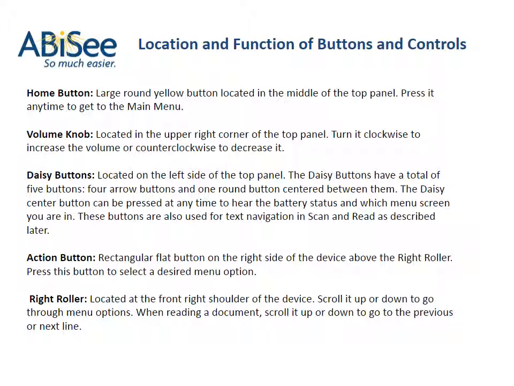Action button, rectangular flat button on the right side of the device above the right roller. Press this button to select a desired menu option. Right roller, located at the front right shoulder of the device. Scroll it up or down to go through menu options. When reading a document, scroll it up or down to go to the previous or next line.